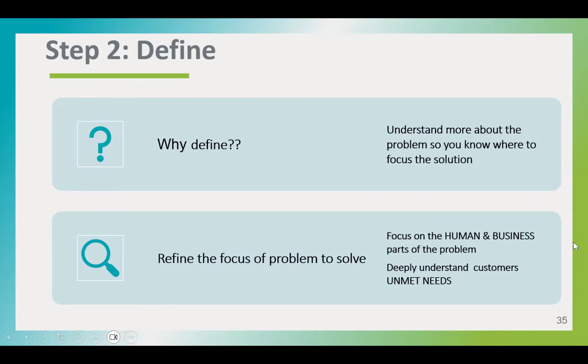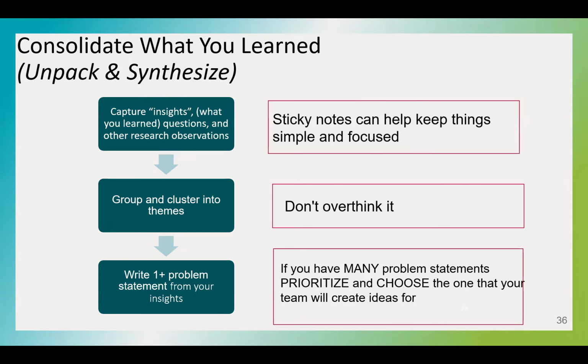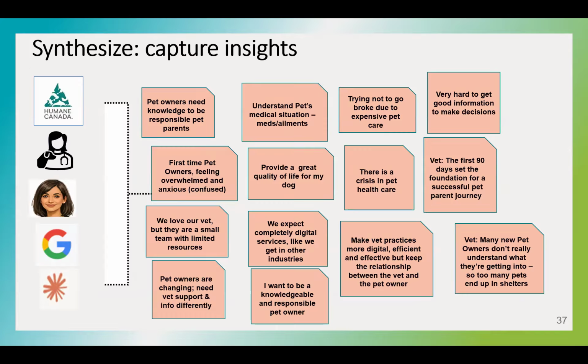So now we're at the define stage, step two. We want to understand more about the problems, so you know where to focus the solution. We want to focus on the human and business parts of the problem and deeply understand customers' unmet needs and reframe that problem. So we want to consolidate what we learned, capture insights, questions, and other research observations. Use sticky notes for that, and then you can cluster them together, group them into themes, and then write a problem statement from your insights. A new problem statement that is more customer focused, human focused.